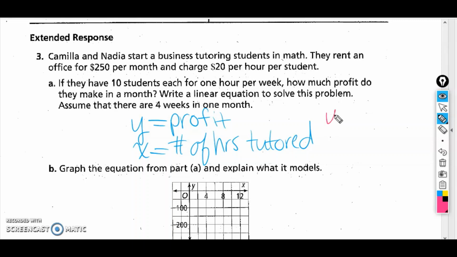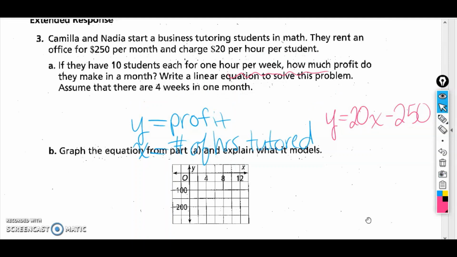So their profit is going to be how much they get per hour per student. So it's going to be $20 for every hour per student. But they're going to have to take away the $250 because that's what they have to pay for rent. And this is only for 1 month. So this is what this graph is representing, or what we're going to represent in this graph. So let me fix this.